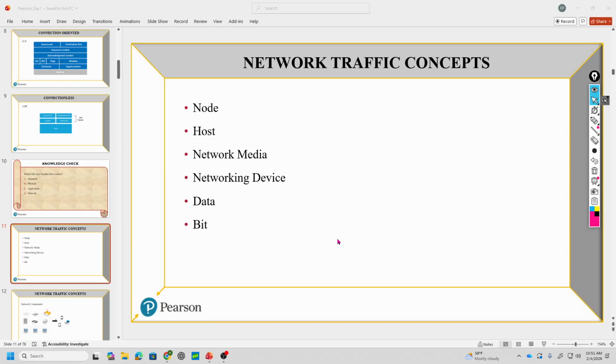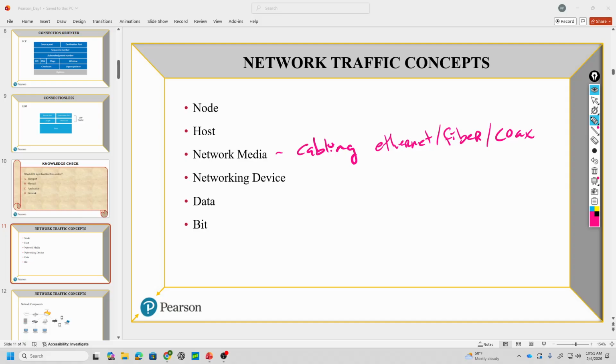Then we have network media. So what is network media? Well, network media is cabling, okay? That cabling could be Ethernet, could be fiber, could be coax, right?